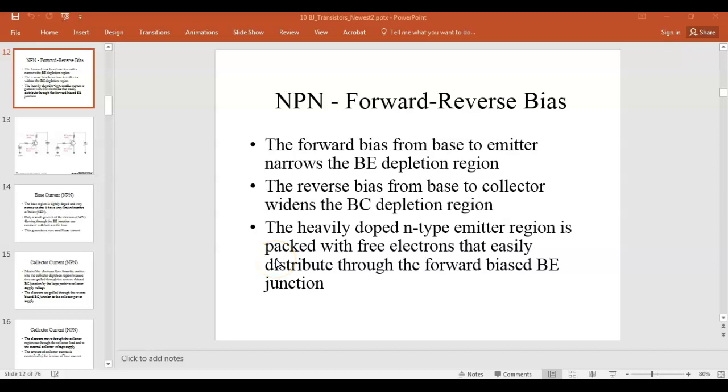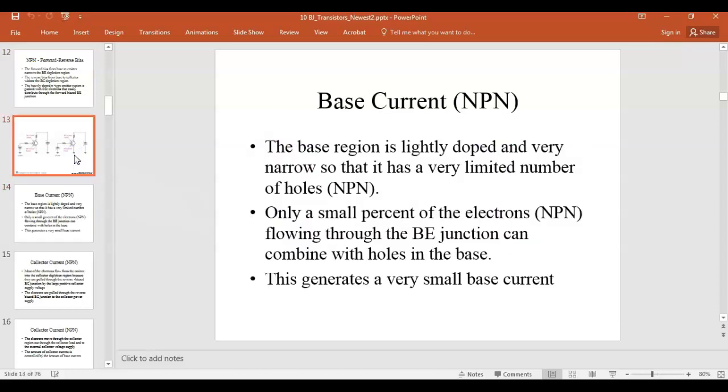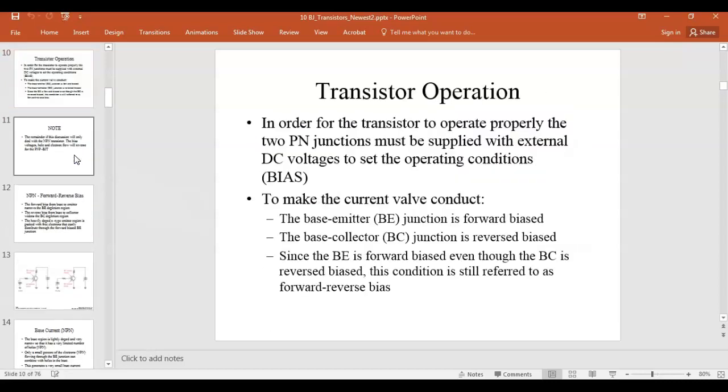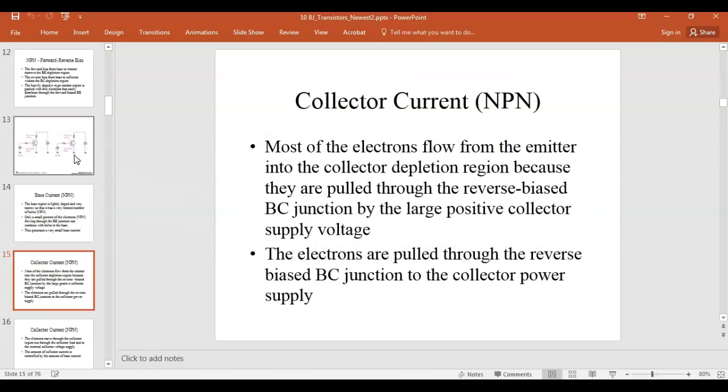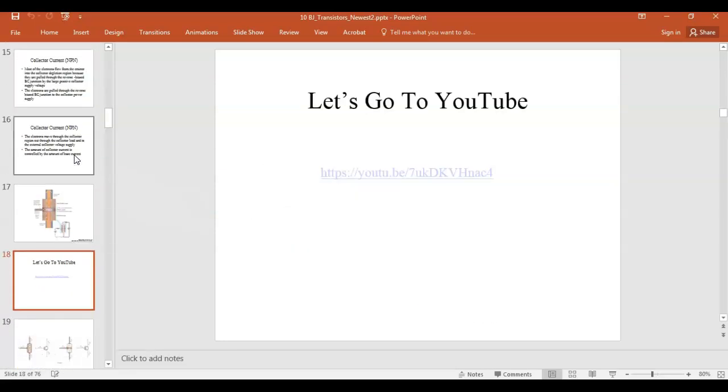how we would bias it with two DC power supplies, and then later we'll show you how we can bias it with one power supply using resistors, guys. NPN, this is the guy.